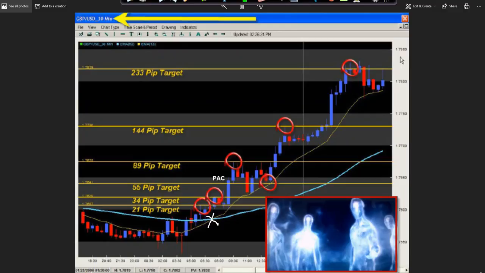I think this is the oldest slide I have. 2006. This technology's been around 12 years, and you guys are just hearing about it. Pound dollar, 30-minute chart. 21 tag, 34 tag. It did pass the 55, but it backed up. Pass and check, turn around, took off to the 89 pip, comes back to 55. Now, in more modern times, we also have the 72 in here. You see, it tested it a couple of times.